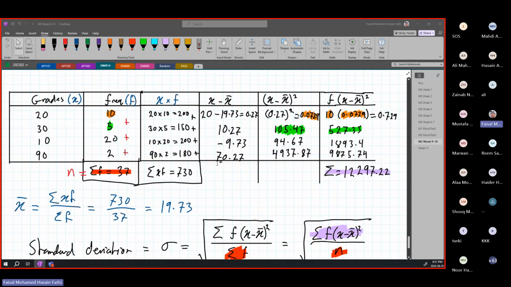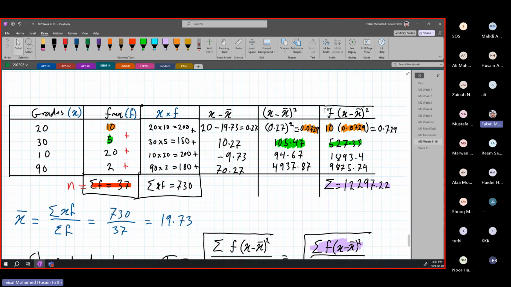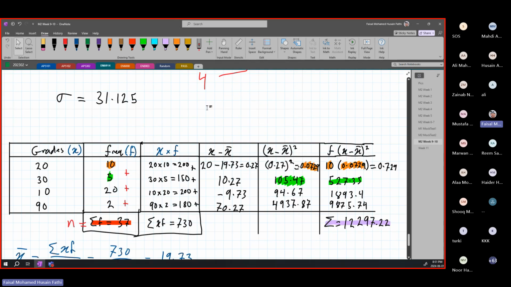You can make one column straight. Yes, you can do one column straight, but maybe you will mix up the numbers. You can do it from the beginning and say, all right, so we need f times (x minus x bar) squared. So what I'm going to do is take my f, which is 10, times x, which is 20, minus x bar, which is 19.73, and this is squared, okay? And then you can put this number directly in the last column and just solve. This is correct, but there's always room for error when you do this.